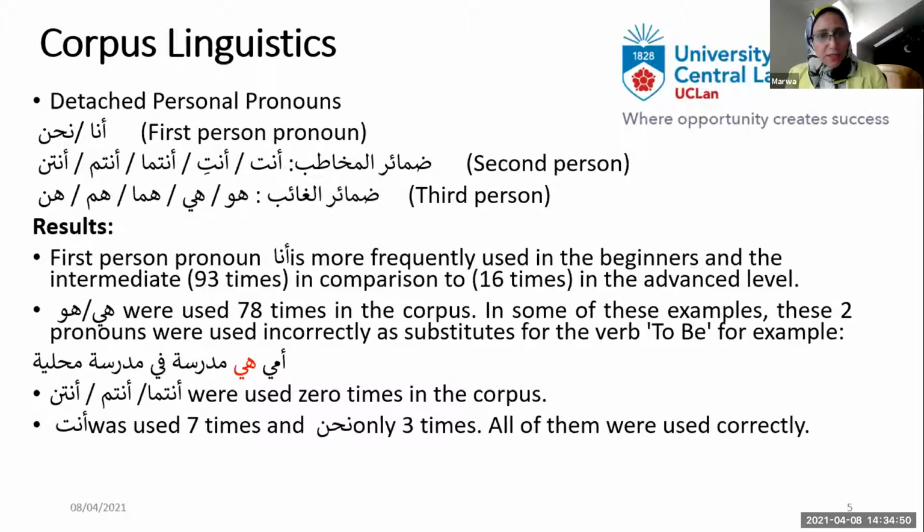The pronouns أنتما وأنتن وأنتم were used 0 times in the corpus, and this could be explained by the dual form, which is in Arabic and is non-existent in English. So again, it's very difficult for the students to use them comfortably in the spoken language. أنت was used 7 times, and نحن was used only 3 times, and all of them were correct uses.